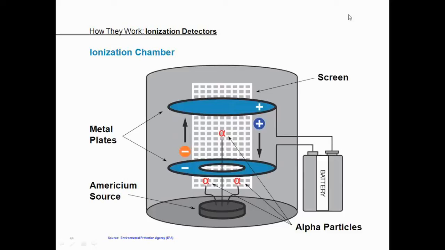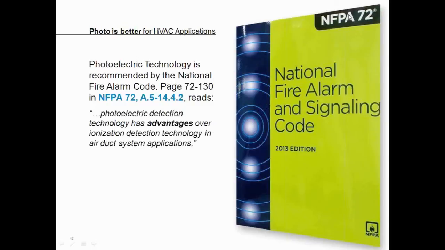Ionization detectors have been used forever. They were the industry standard for many, many years and were thought to respond quicker than photoelectric detectors and be less susceptible to nuisance. But we now know that this is actually not the case. And in 99% of fires, ionization detectors actually perform slower than photoelectric types. So overall, we recommend photoelectric detection, but NFPA also calls it out specifically for duct applications.